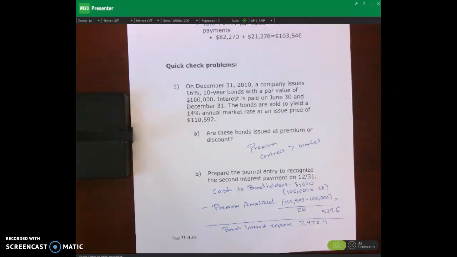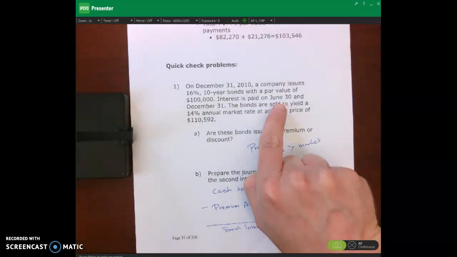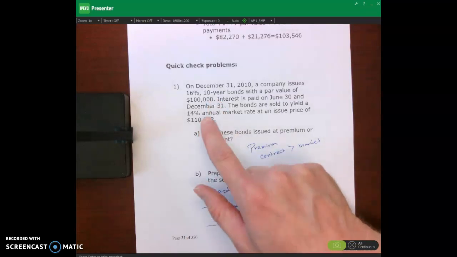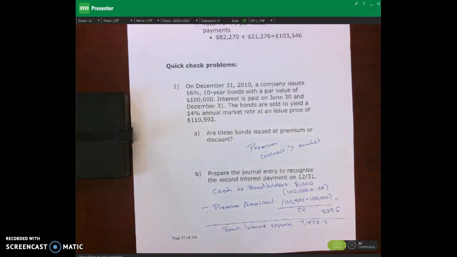Okay, welcome back. So let's see how you did. On December 31st, a company issues 16% 10-year bonds with par value of $100,000. Interest is paid semi-annually, which you can tell June 30th and December 31st. The bonds are sold to yield 14% market, an issue price of $110,592. Is this a premium or discount bond? This is premium because contract rate 16% is greater than market rate at 14%.